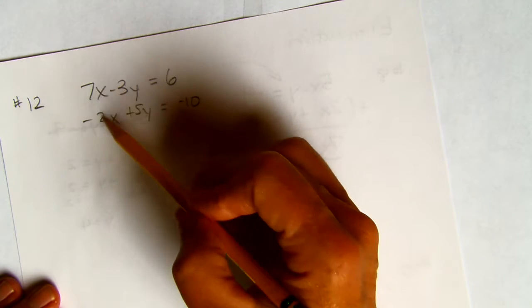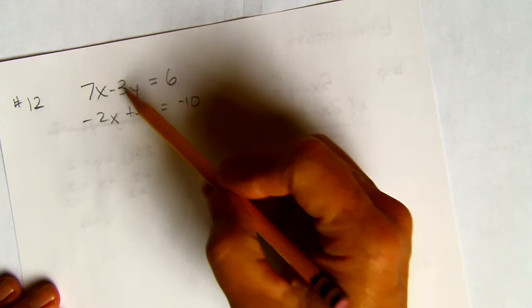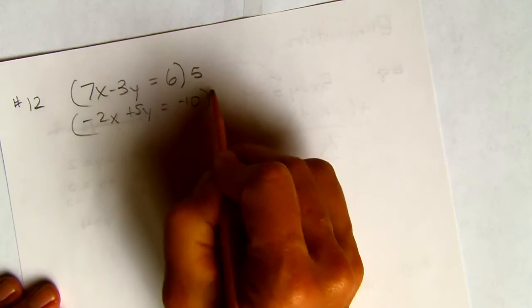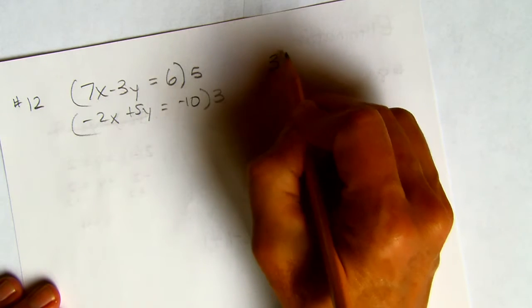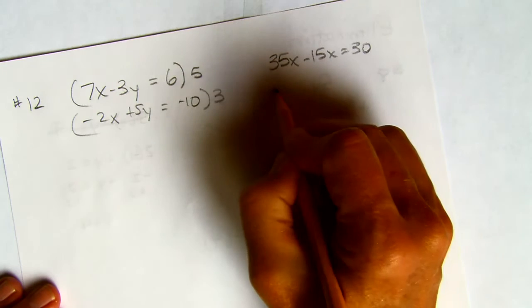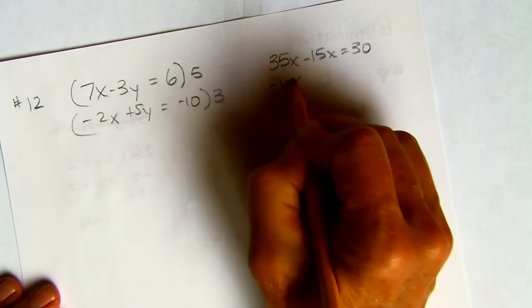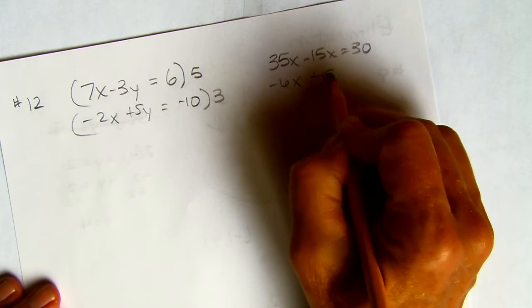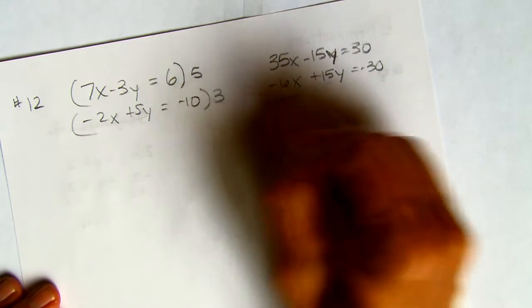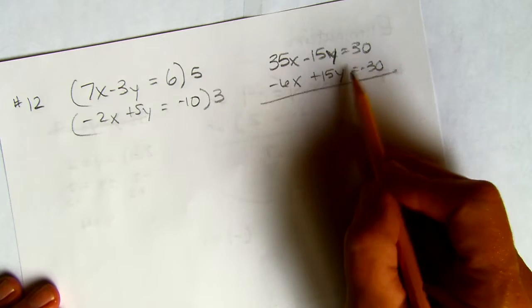If I wanted to find the least common multiple of 7 and 2, it'd be 14. If I want to find the least common multiple of 3 and 5, it'd be 15. I don't know, for some reason I like 15 better, so I'm going to multiply the top equation by 5, the bottom equation by 3, and remember to multiply all the way across, and negative 6x plus 15y, whoops, that's a y, equals negative 30. Oh, this kind of does come out nice too because it's 0.